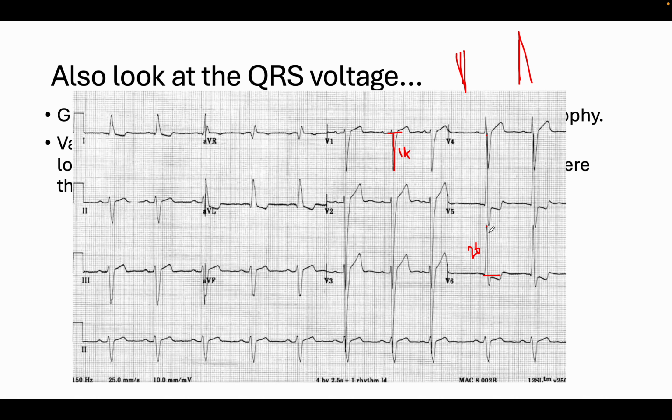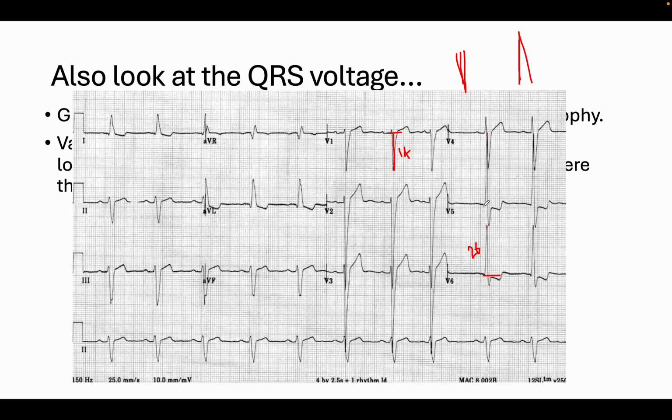If you punch that in a calculator, I'm sure that's 40 millimeters amplitude combined, and that's greater than the 35 millimeters that we needed to diagnose a left ventricular hypertrophy. And that's how you work it out.